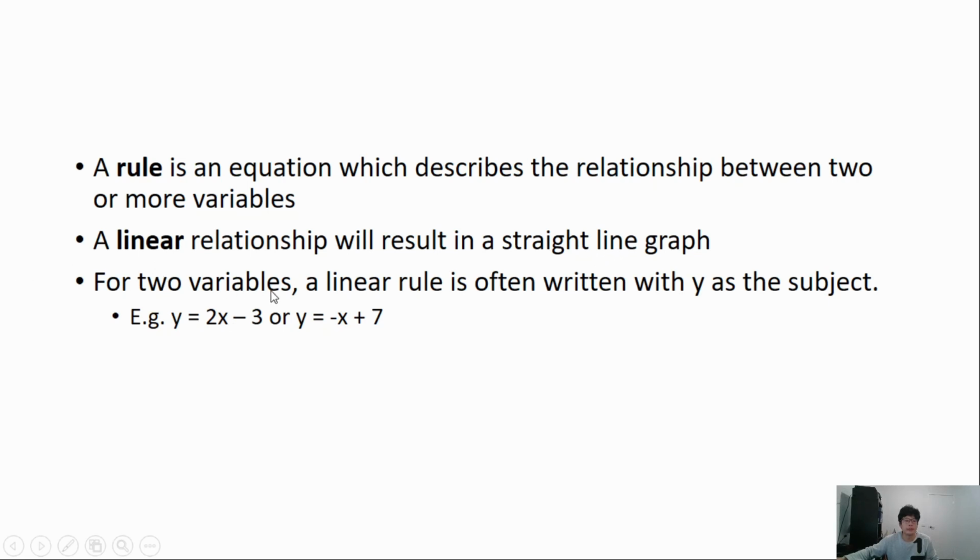And for two variables, a linear rule is often written with y as the subject. So if you've got a linear rule, most of the time it will be y equals something. So in this case, y equals 2x minus 3 or y equals negative x plus 7. So these examples are also examples of a rule because they describe the relationship between the two variables. The two variables here are x and y.